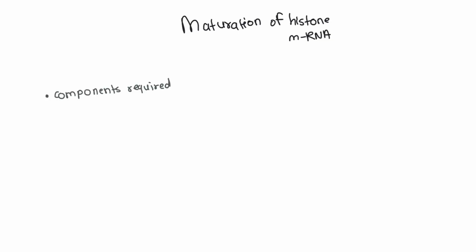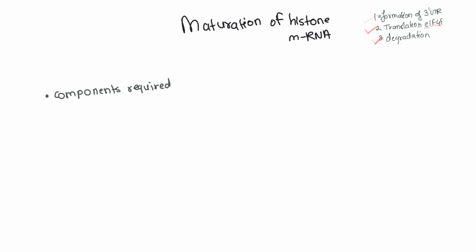Okay, so let us learn about the maturation of the histone mRNA. Maturation of the histone mRNA requires three basic steps. The first step involves the formation of the 3' UTR or the 3' untranslated region. The second step involves the translation of the mRNA by EIF4E, or eukaryotic initiation factor 4E, and then the degradation of the entire histone mRNA.